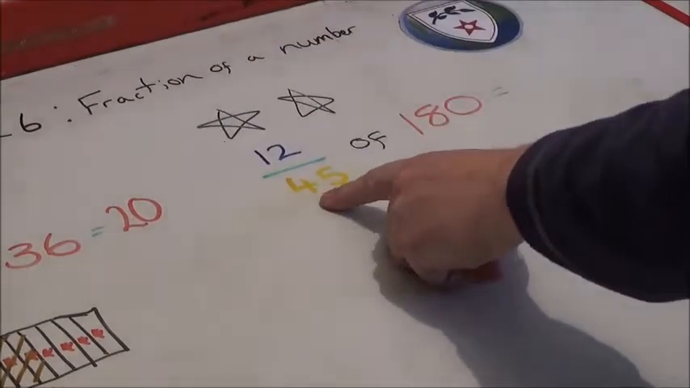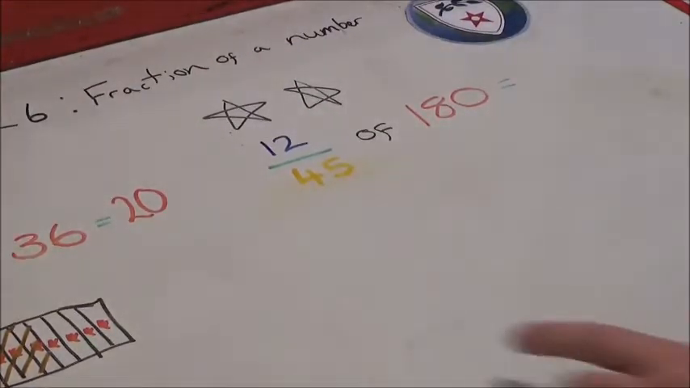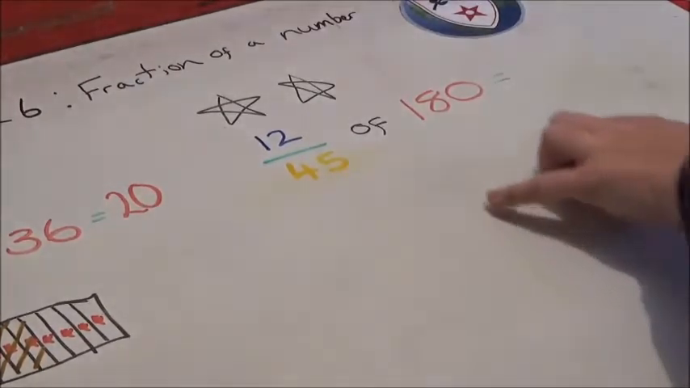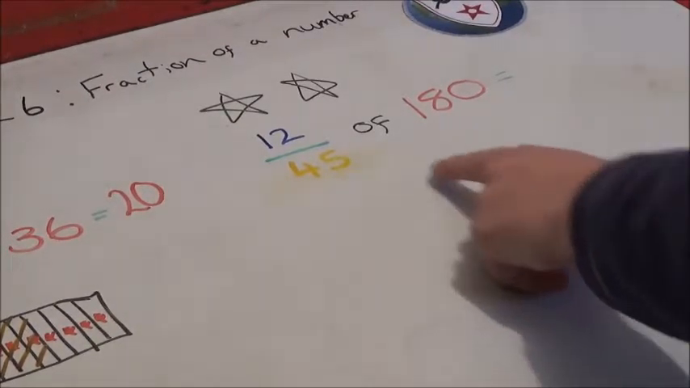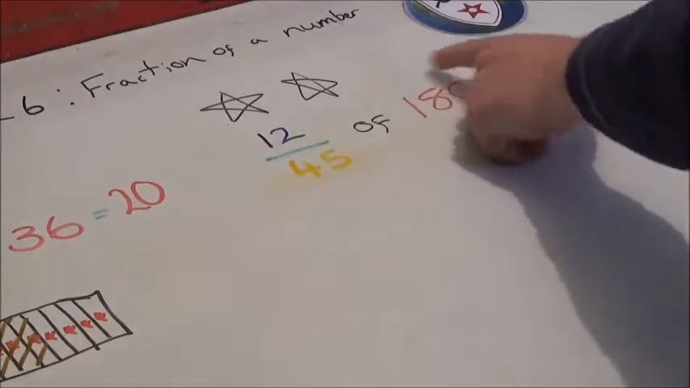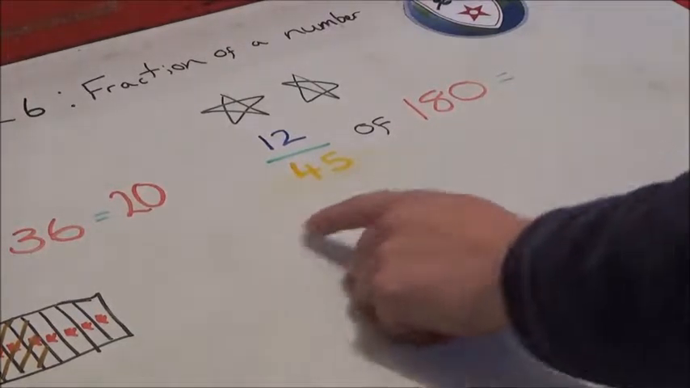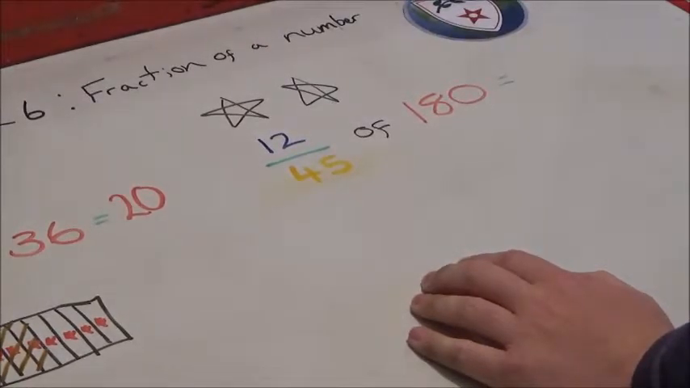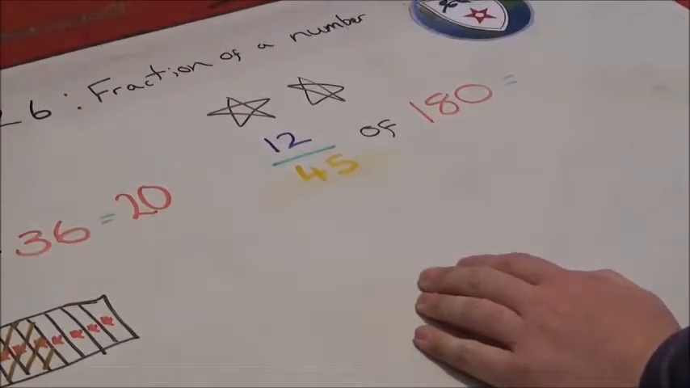Okay, moving on to 12/45 of 180. Now, if we're using Mrs. Williams' visual method, we would draw our rectangle out here, we would cut it into 45 equal sections, and then we would share our 180 equally into each of those sections. But obviously, we're not going to do that because that could be quite time consuming.